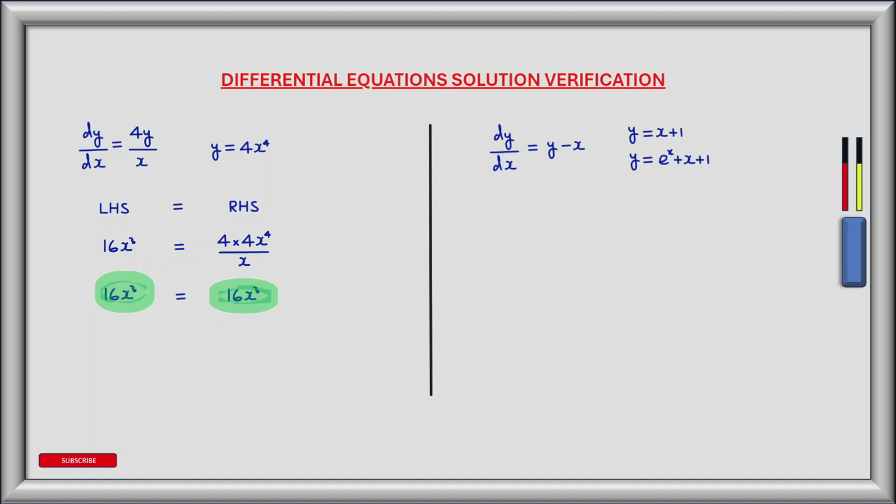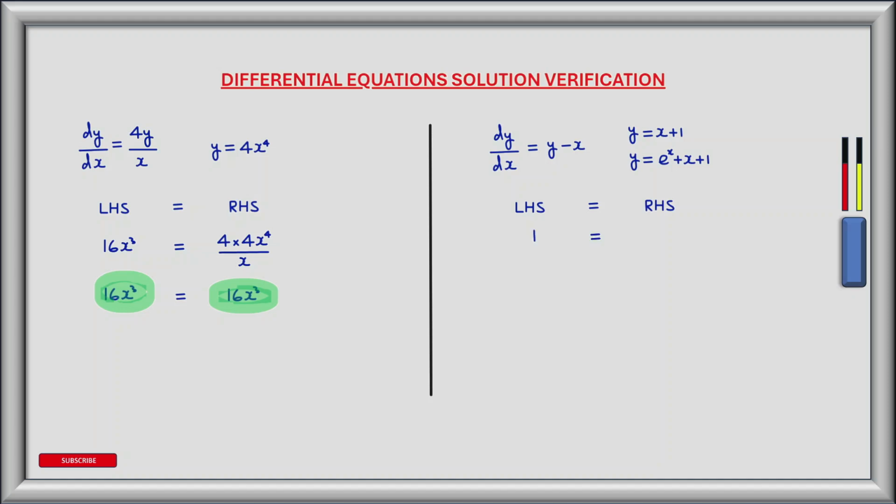Now let's look at the differential equation dy by dx equals y minus x. And let's verify that it has solutions y equals x plus 1 and y equals e to the x plus 1. Let's use the first solution, y equals x plus 1, and prove that the left-hand side of the differential equation is equal to the right-hand side of the differential equation.